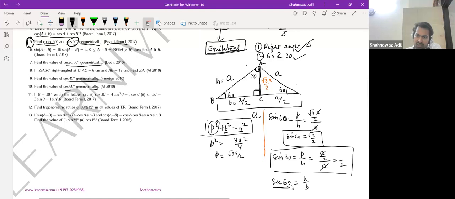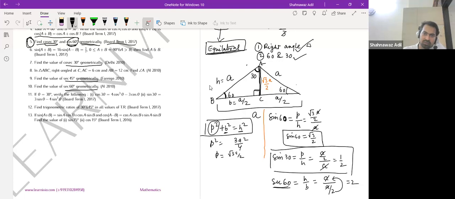So H is how much? H is A, and B for this 60 is A by 2. So this goes over here, A cancels and we have 2. Right. So in this manner, we can calculate any trigonometric ratio. Is this clear?